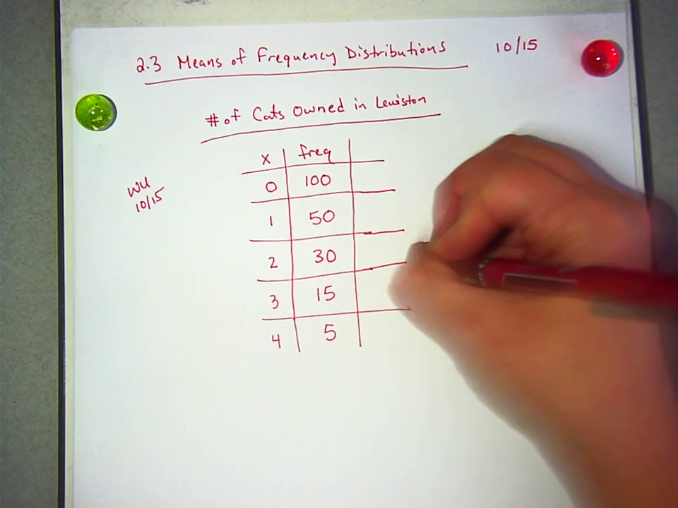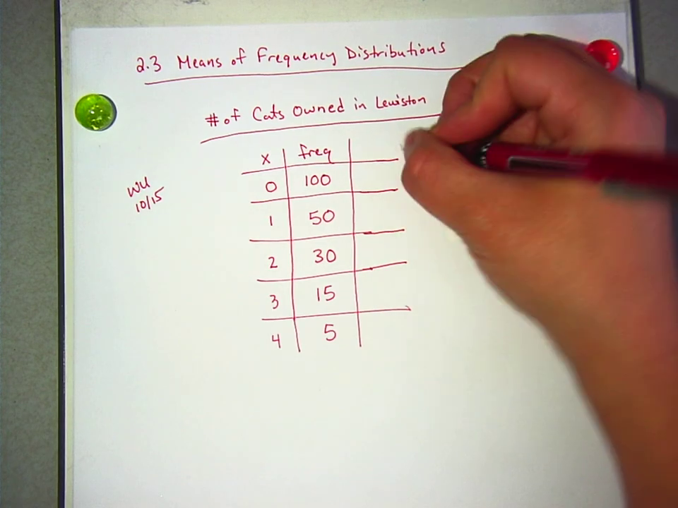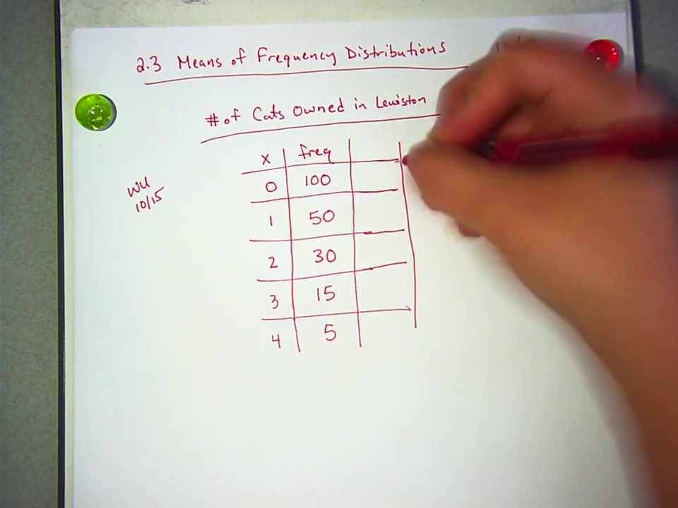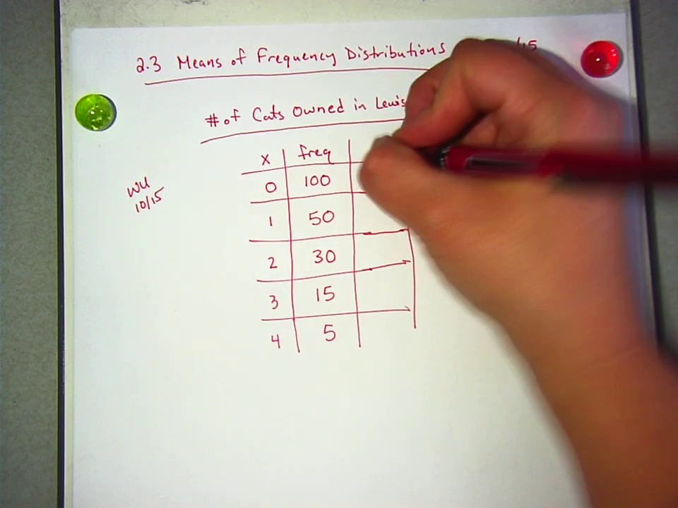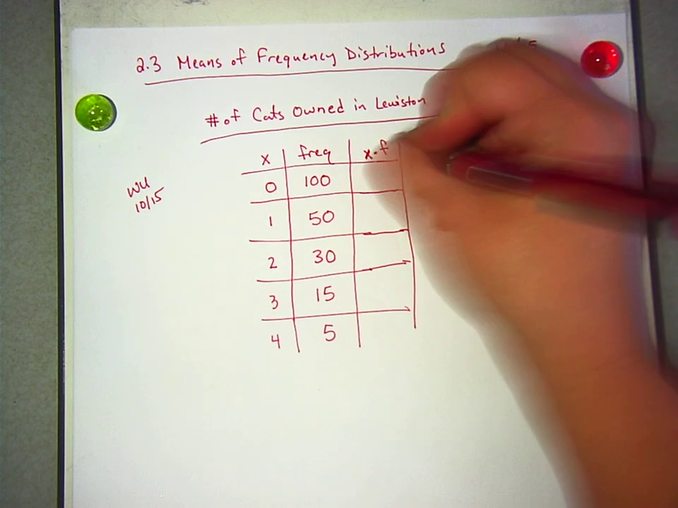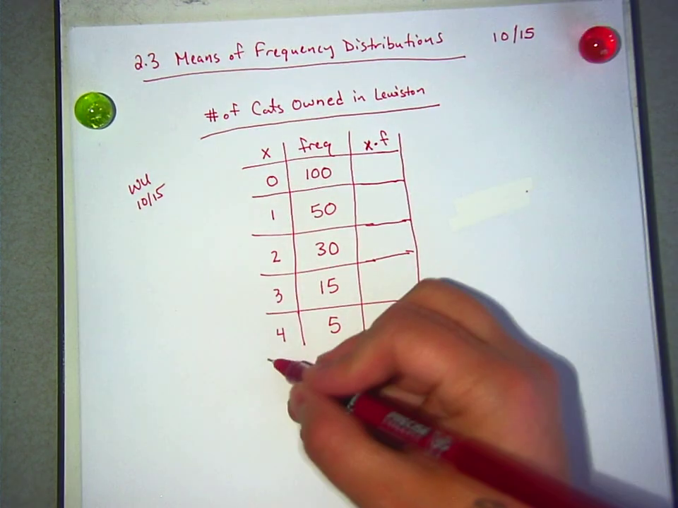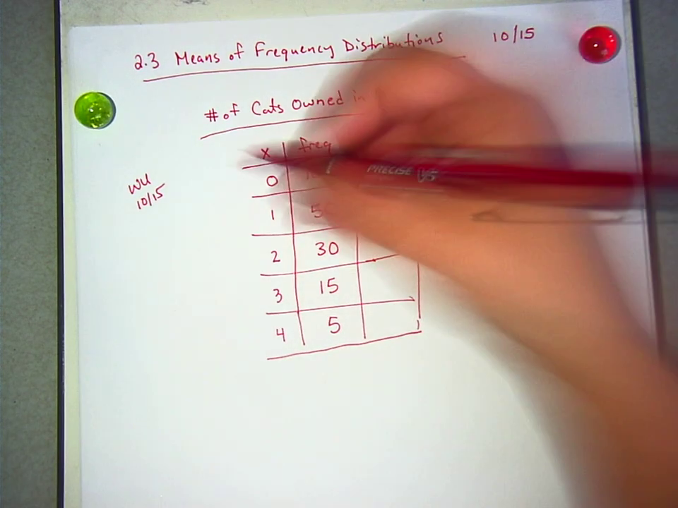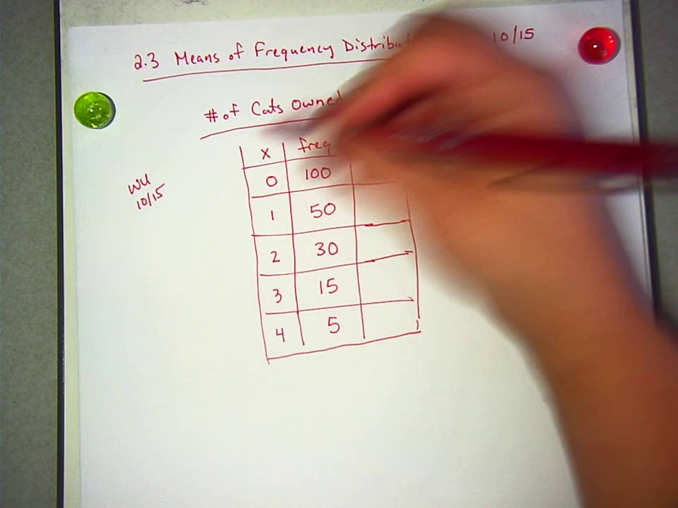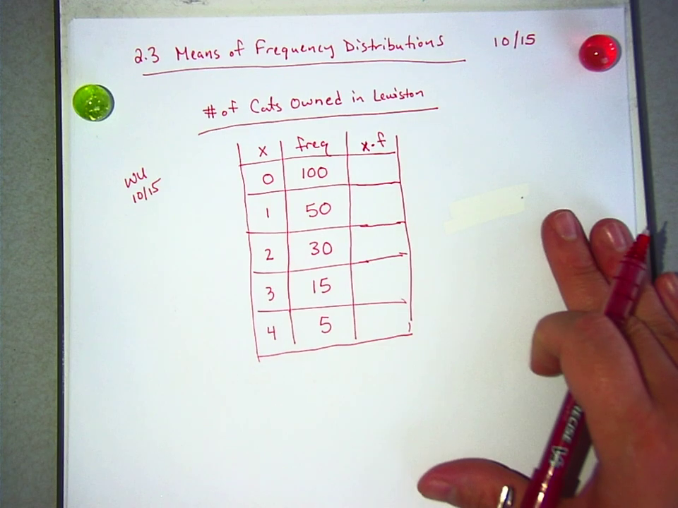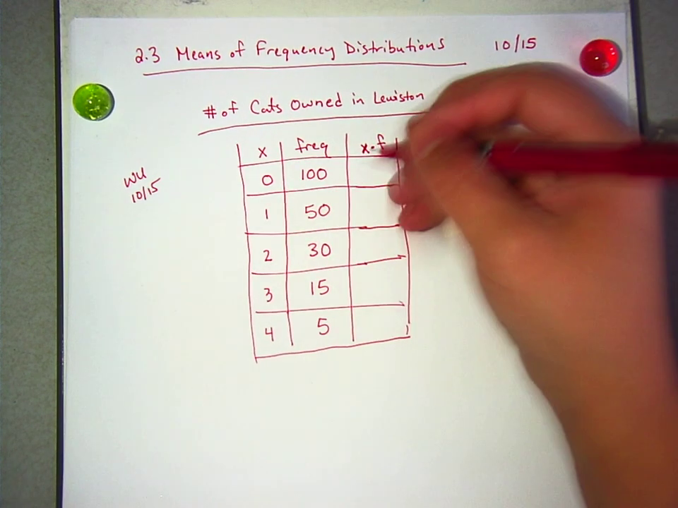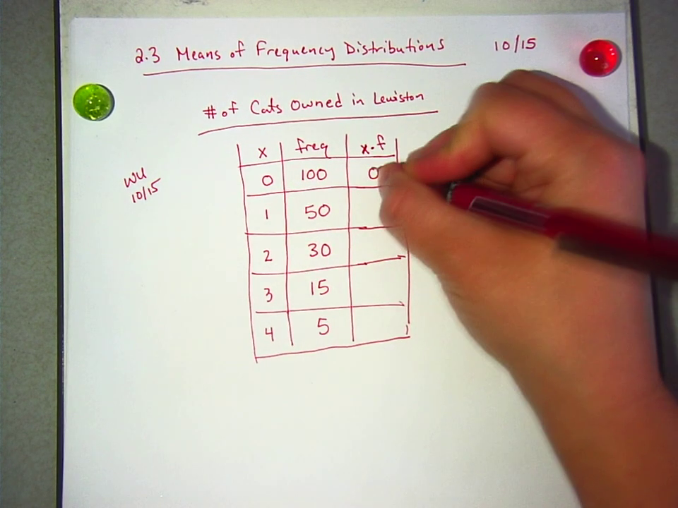So this is going to be very much like a weighted mean that we did yesterday, where we're actually going to take x times the frequency here. So x times the frequency, 0 times 100 is 0.